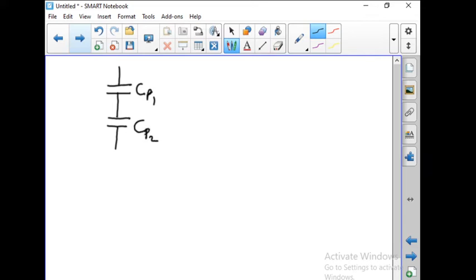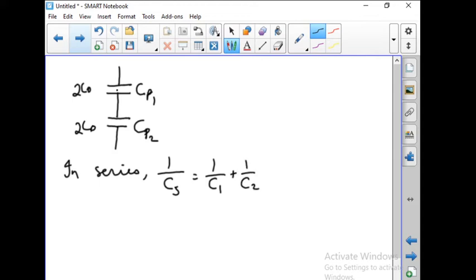Therefore, what is the formula for series connection? Here these two capacitors are in series. In series, 1 by Cs is equal to 1 by C1 plus 1 by C2. Here it is 1 by Cp1 plus 1 by Cp2.